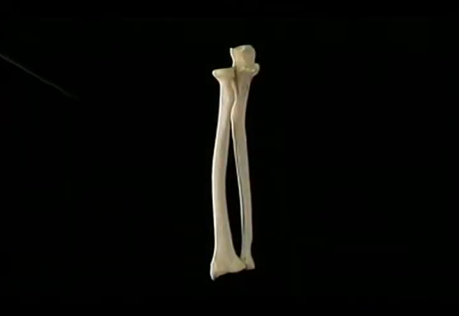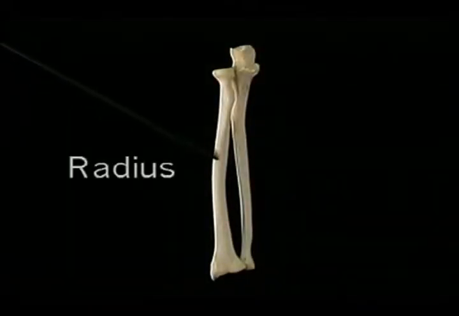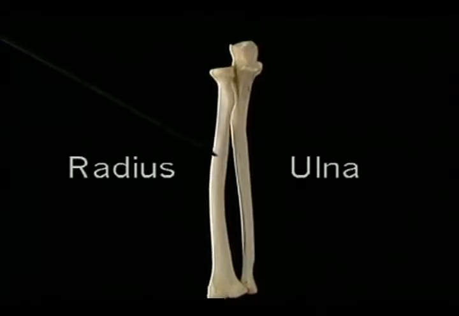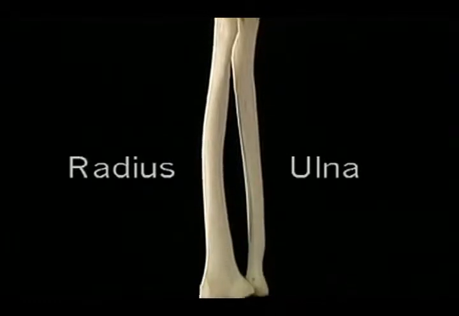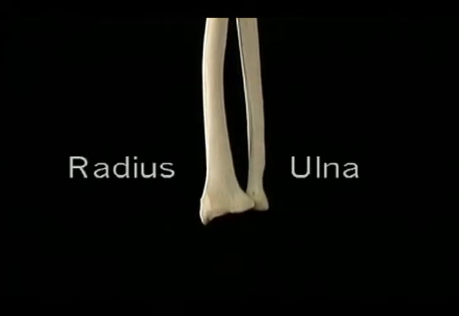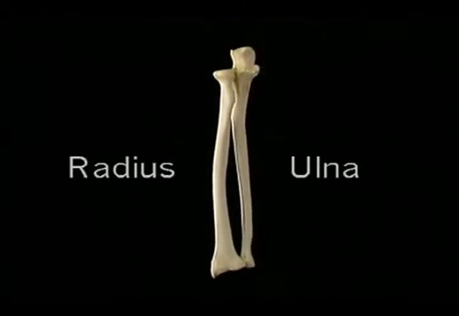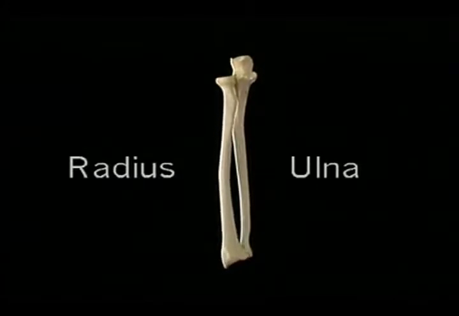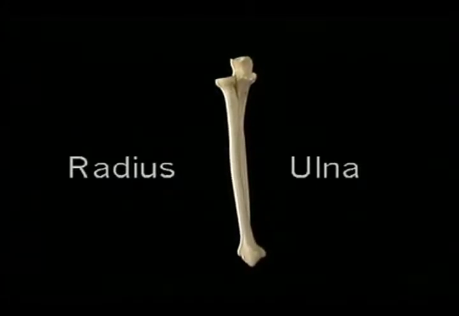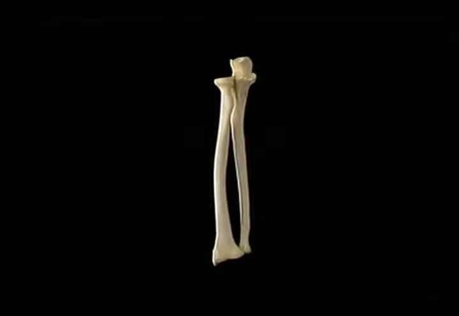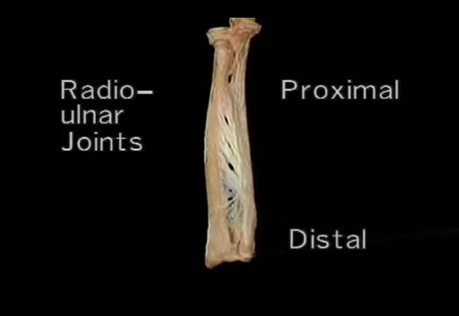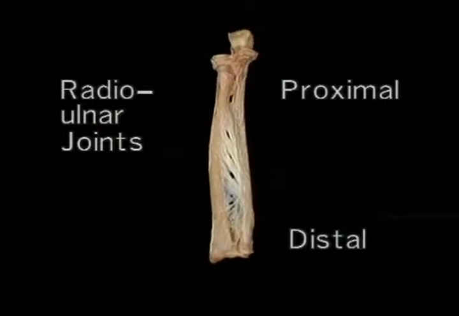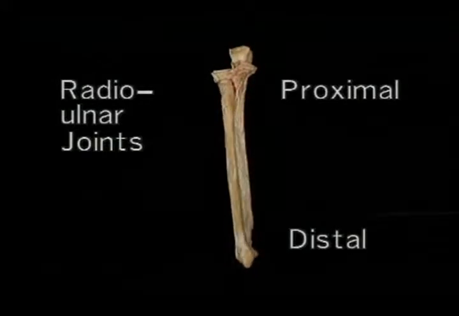Now let's look at the two forearm bones, the radius and the ulna. They're different in that the ulna is bigger proximally, the radius is bigger distally. They're also different in that the radius rotates, the ulna doesn't. The two bones are held together by two radio-ulnar joints, the proximal and the distal. Forearm rotation happens simultaneously at both these joints.